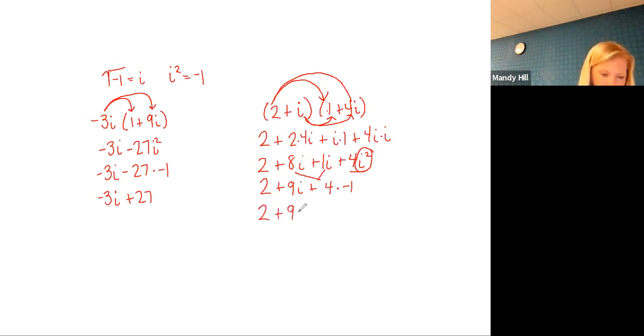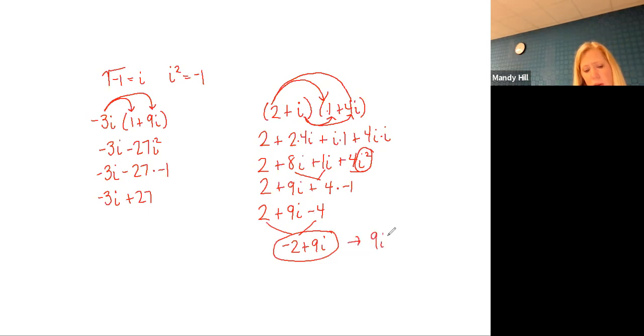So we have 2 plus 9i minus 4. Well, these two can go together. 2 minus 4 is -2 plus 9i. And that's going to be my final answer. It would also be correct if you wrote it backwards. 9i minus 2 mean the same thing. And it's perfectly fine to write them that way.